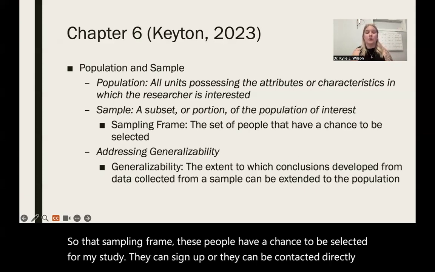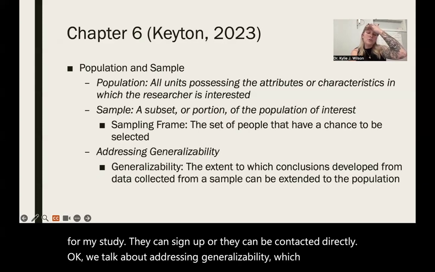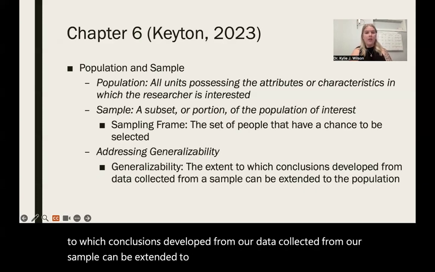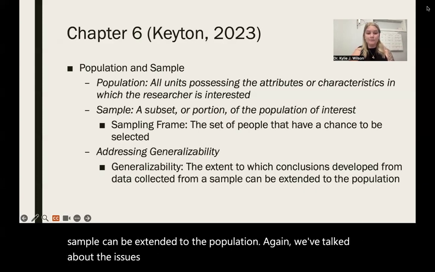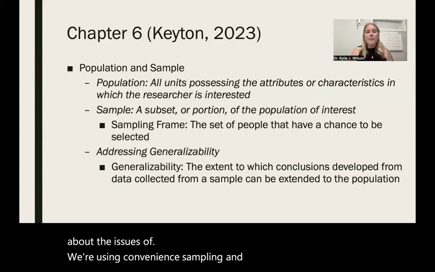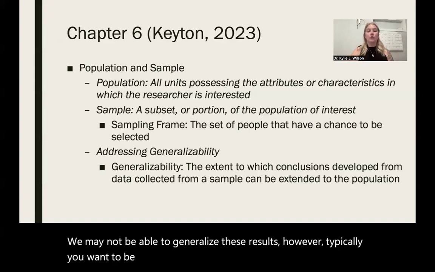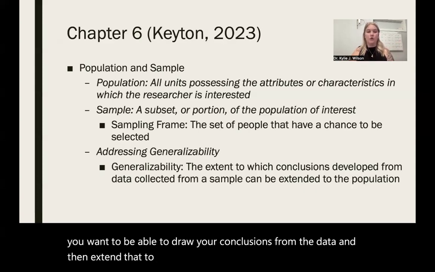We talk about addressing generalizability, which is the extent to which conclusions developed from data collected from our sample can be extended to the population. Again, we've talked about the issues of we're using convenience sampling, and therefore we may not be able to generalize these results. However, typically you want to be able to draw your conclusions from the data and then extend that to populations. So not just your sample.